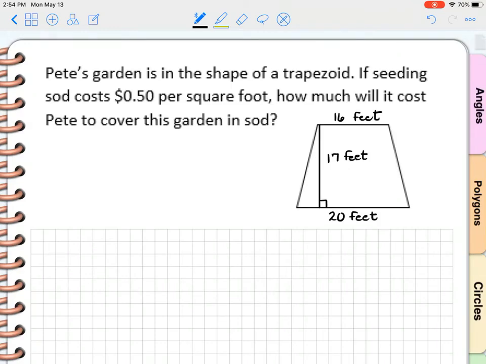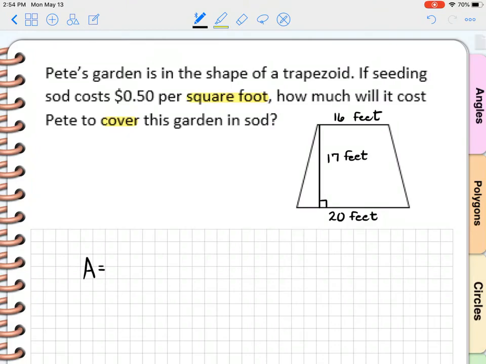Okay, the key word here is cover. Also square foot. That is a good clue that we are doing an area. We're not interested in the perimeter of this thing. We're wanting to cover the garden. So covering is area.